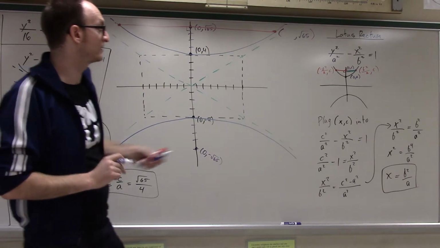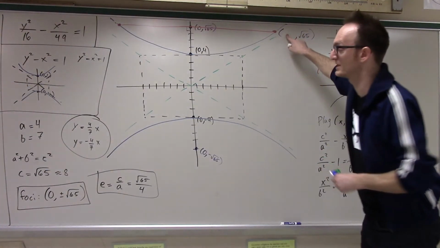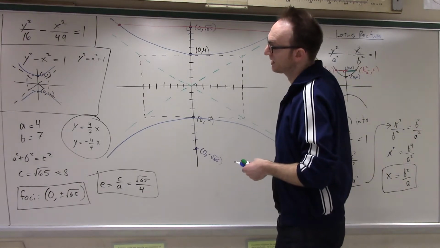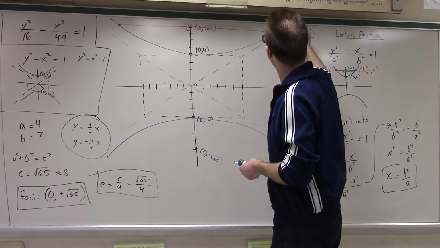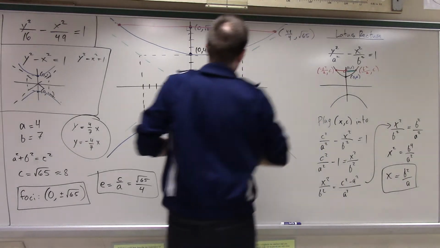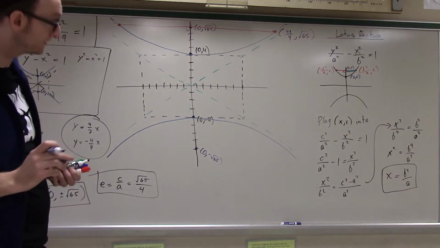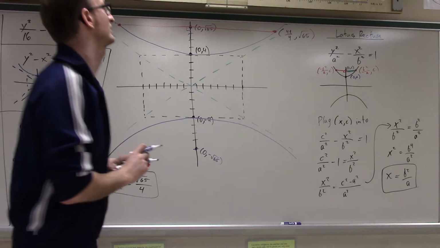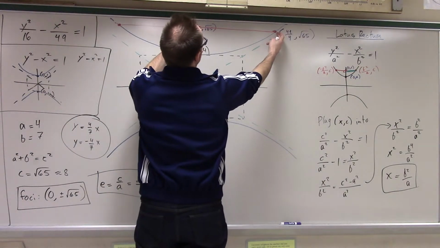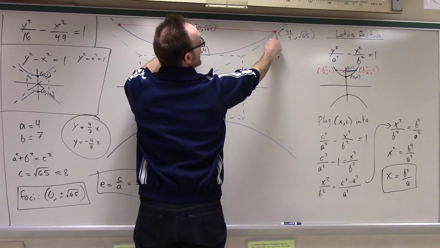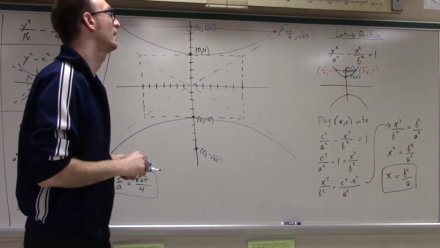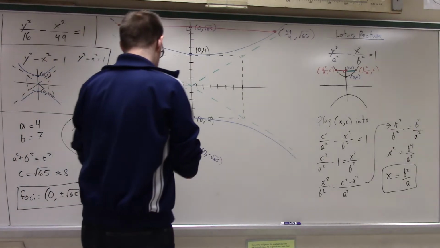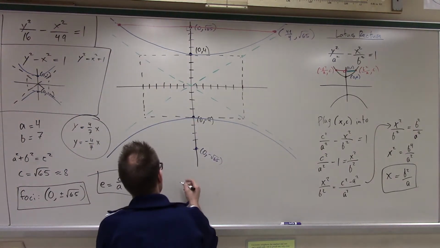Basically, the formula says that this is always going to be b squared over a. Well, that's 49 over 4, which is like about 12 something. And if you drew your hyperbola decently accurately, you should get that this segment sort of meets up here around 12.25.